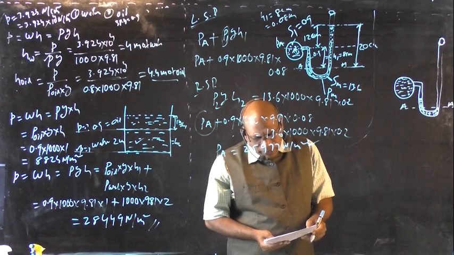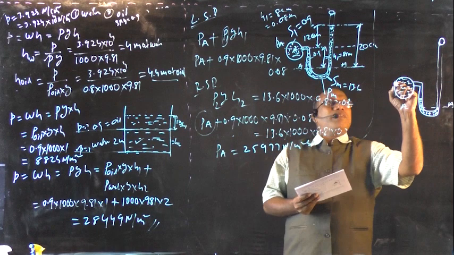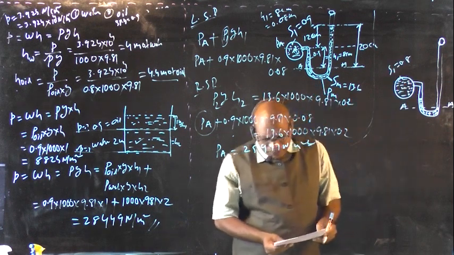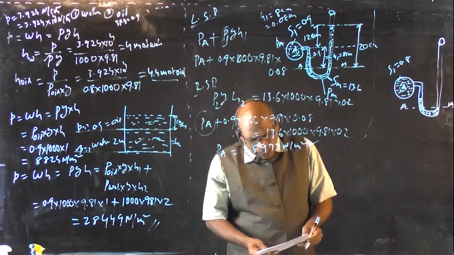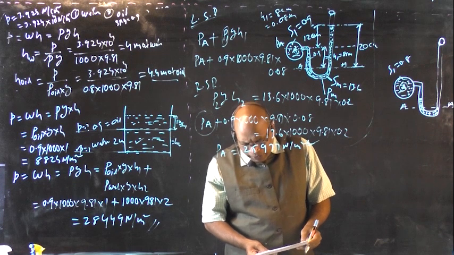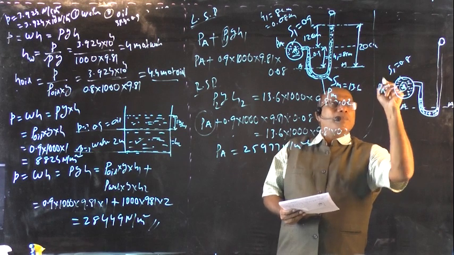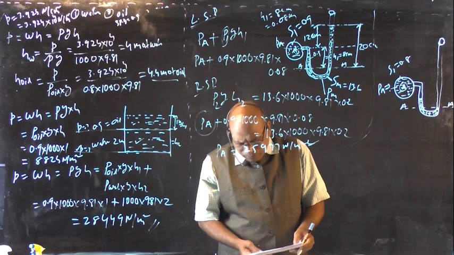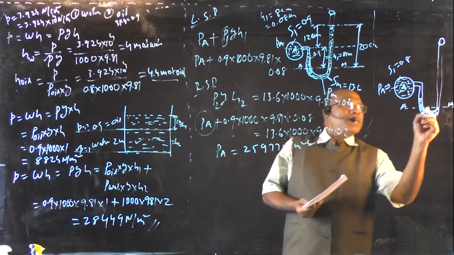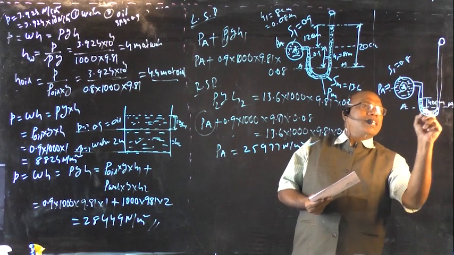A simple U-tube manometer containing mercury is connected to a pipe in which a fluid of specific gravity 0.8 and having vacuum pressure is flowing. The other end of the manometer is open to the atmosphere. Find the vacuum pressure in the pipe. What is the vacuum pressure at point A? The difference of mercury level in the two limbs is 40 centimeters. This is the datum line AA.